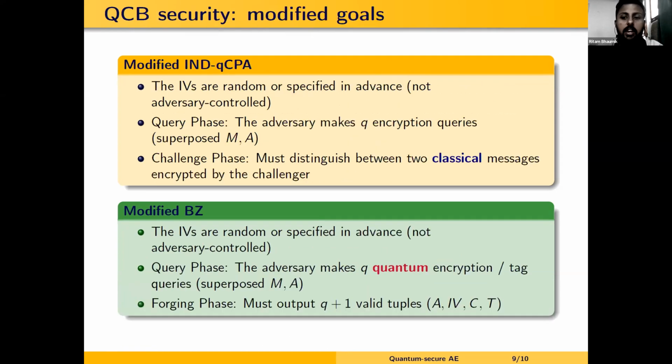And with that, we can show that our QCB achieves these goals, where these popular notions of privacy and unforgeability are used. For privacy, we say it's int QCPA, but with the modification that the IVs are either random or specified in advance. And this is to take care of the modified security of the TBC. And for unforgeability, we use the Boneh-Zhandry notion, but with the modification that the IVs are either random or specified in advance. And with these modifications, we are able to prove the security of QCB when instantiated with the key tweak insertion TBC. Okay, and that is the main result of the paper.